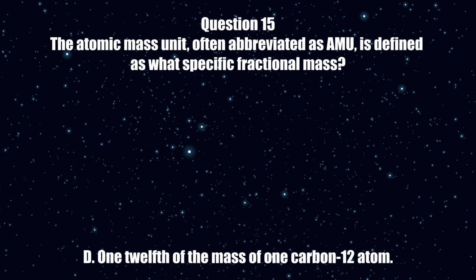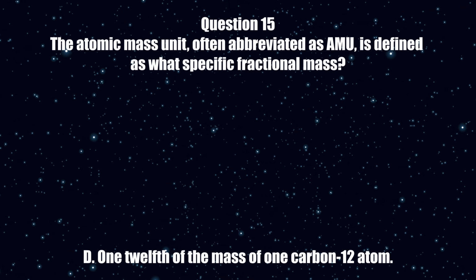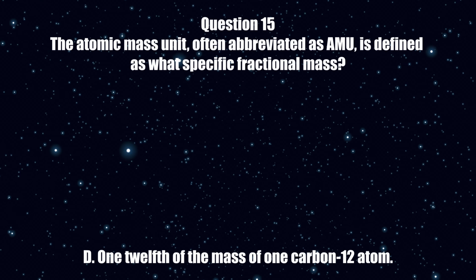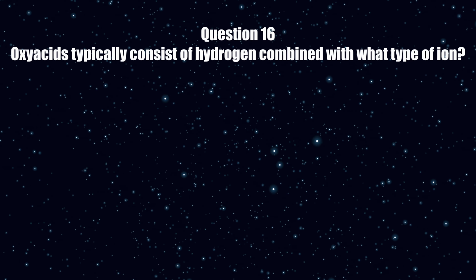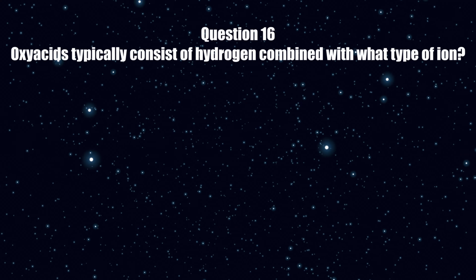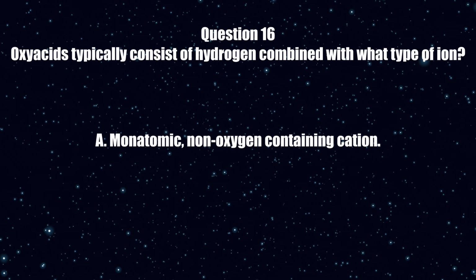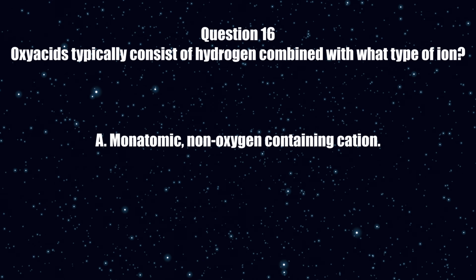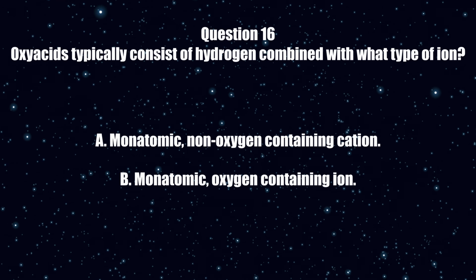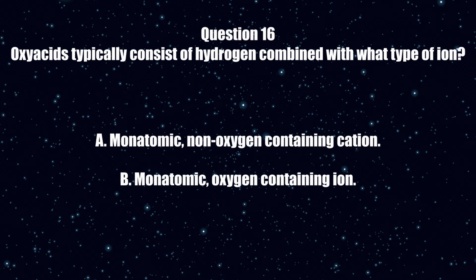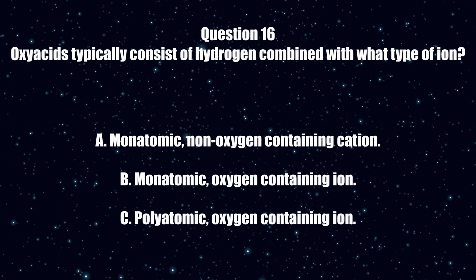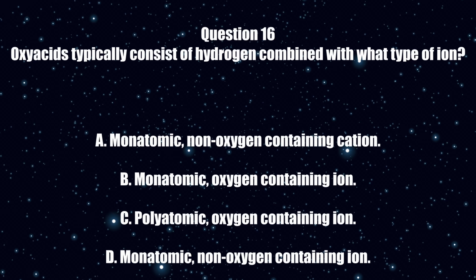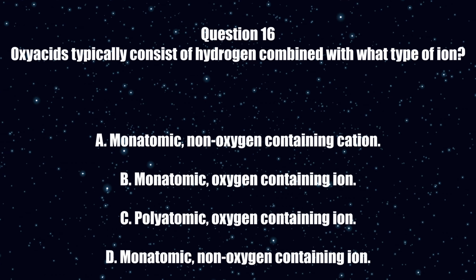The correct answer is D. 1/12 of the mass of one carbon-12 atom. Question 16. Oxyacids typically consist of hydrogen combined with what type of ion? A. Monatomic, non-oxygen containing cation. B. Monatomic, oxygen containing ion. C. Polyatomic, oxygen containing ion. D. Monatomic, non-oxygen containing ion.